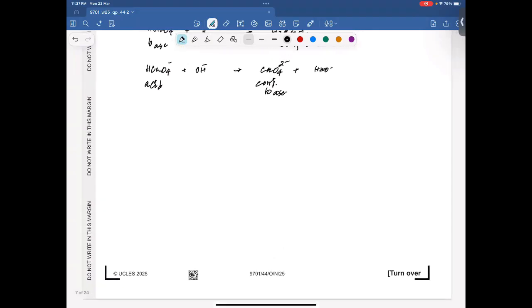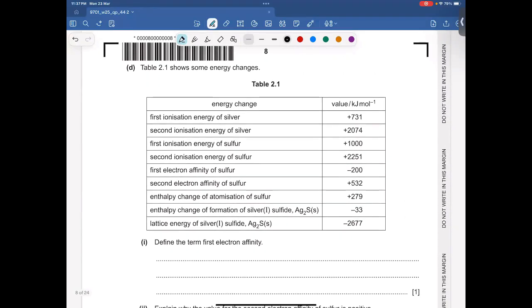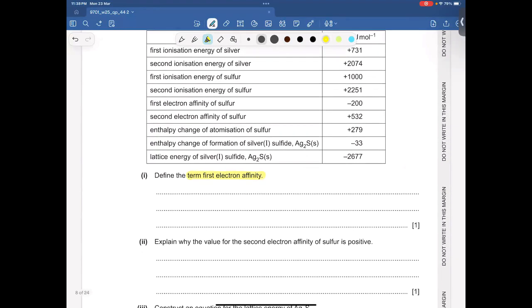Let's move on to the next part of the question. Oh my goodness, define the term first electron affinity. I'll read the data afterwards, but let me solve this definition. First electron affinity is always exothermic, so energy released.